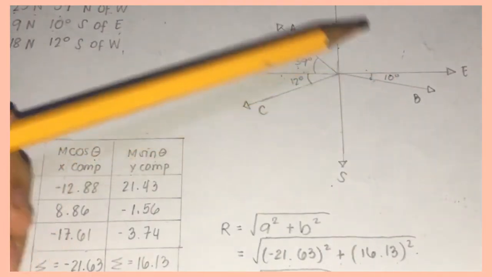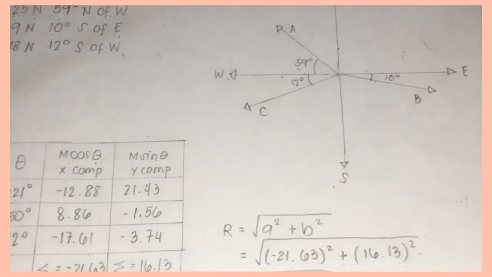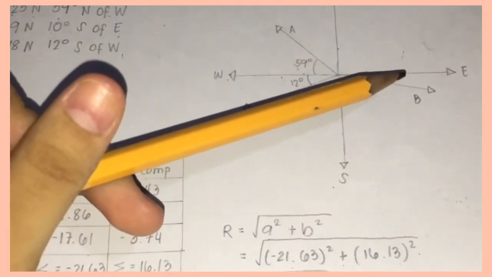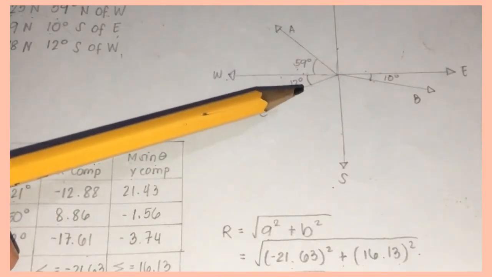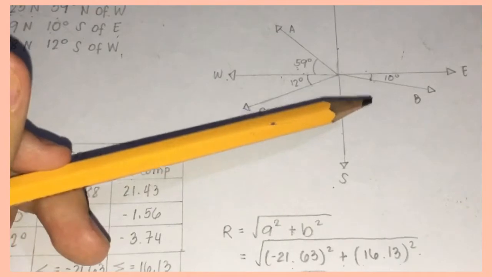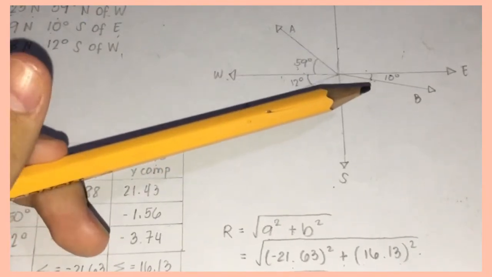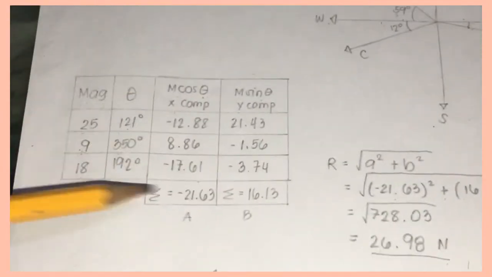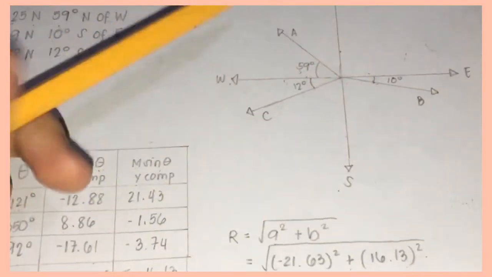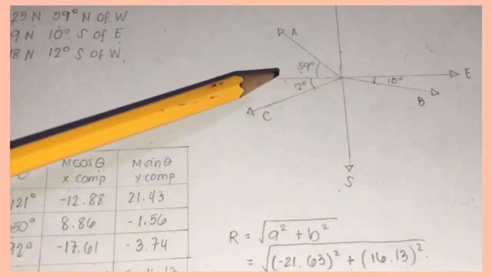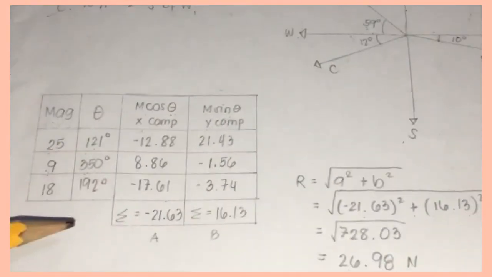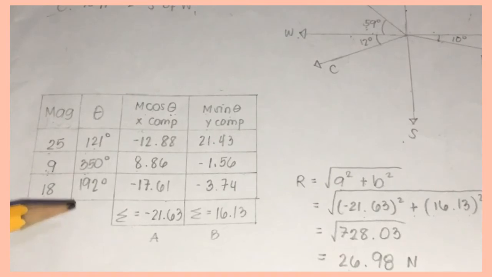Now, for our letter B, that's a full circle because we cannot just shortcut here. That's 180 plus another 90, that's 270, plus another 90, which is 360. 360 minus 10, that is 350 degrees. For letter C, that is 180 plus 12 degrees. That is why we have 192 degrees.